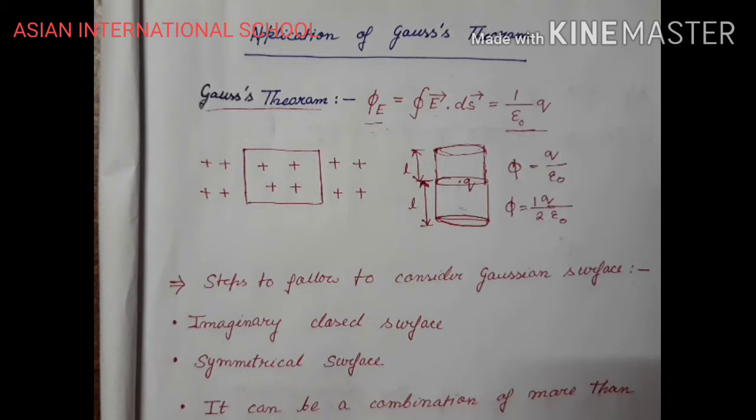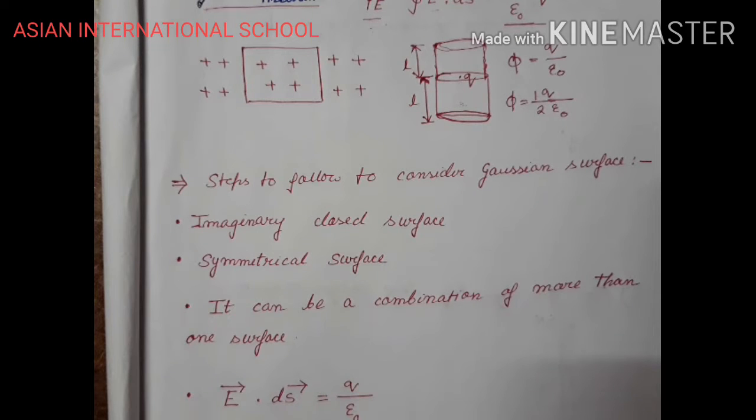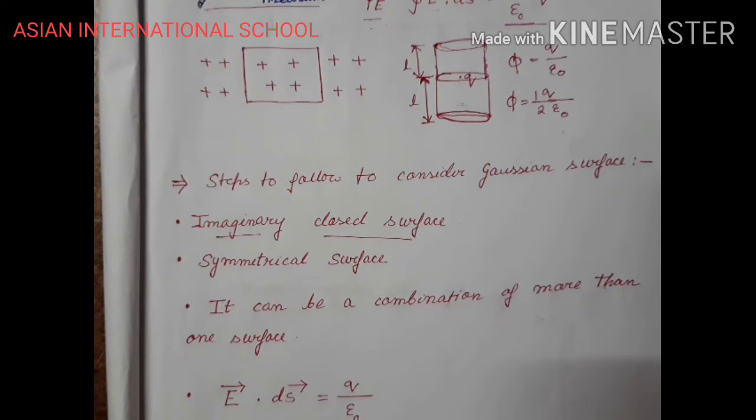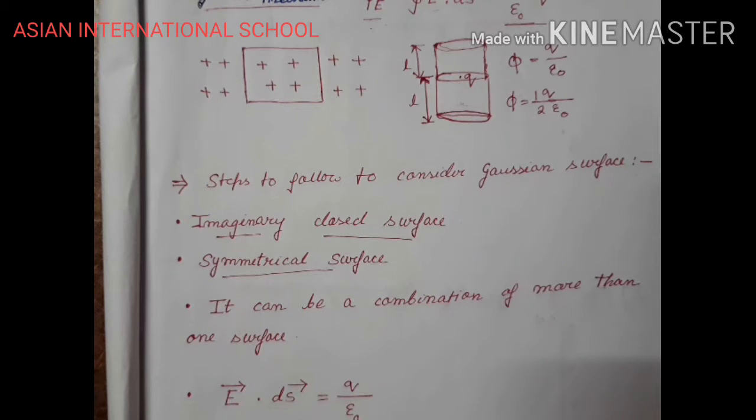Okay, so there are a few steps to choose a Gaussian surface. First of all, you know that a Gaussian surface should be an imaginary surface. We are taking an imaginary surface to enclose a charge, but the imaginary surface should be a closed surface, right? You cannot take any open surface as your Gaussian surface. It should be a closed surface. Secondly, it should be symmetrical, right?